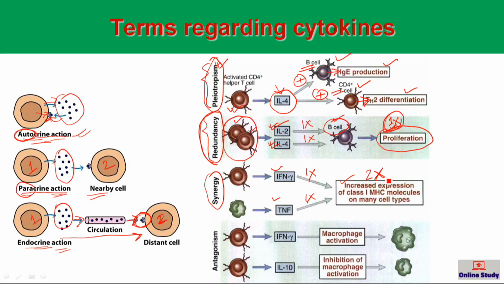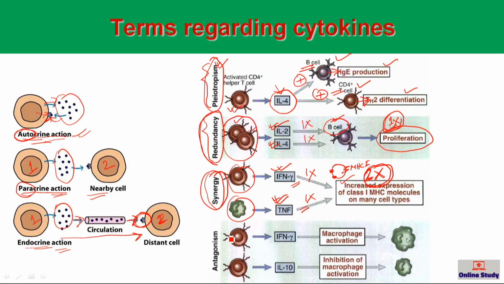For example, here activated CD4 helper T cell produces interferon gamma and macrophage produces TNF alpha. But when these two act on a specific cell type, the expression of the MHC class 1 molecule on this cell type will be increased by twofold compared to the total effect of single bound IFN gamma and TNF alpha. So the action is very increased. For that reason, this is called synergy.